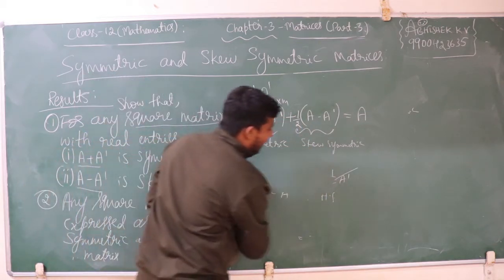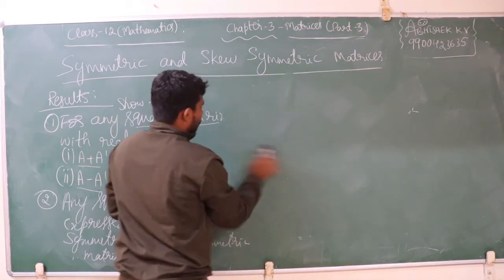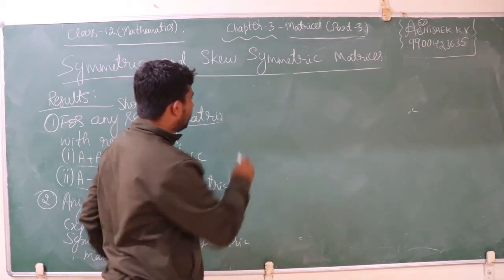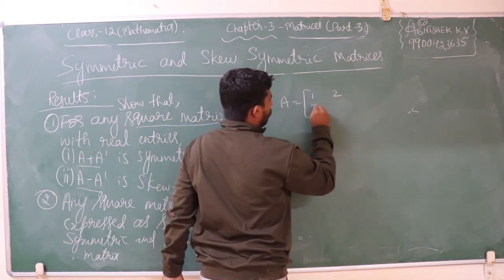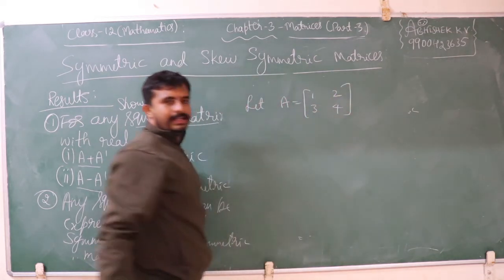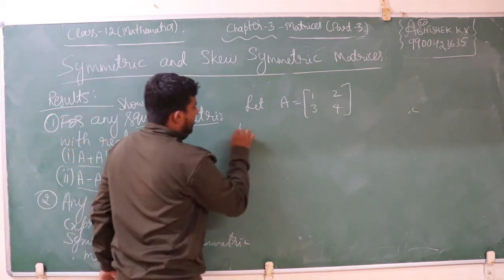If the examiner asks, in this result you may get a question like: let A is equal to 1, 2, 3, 4.